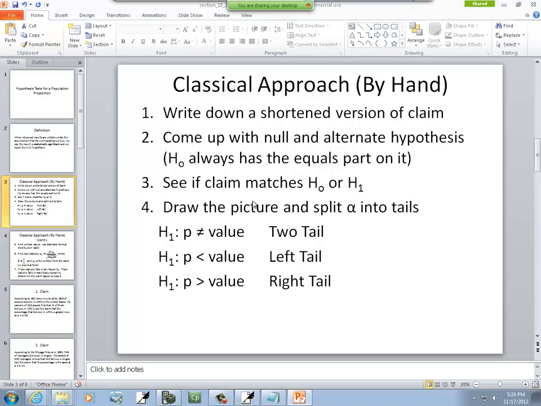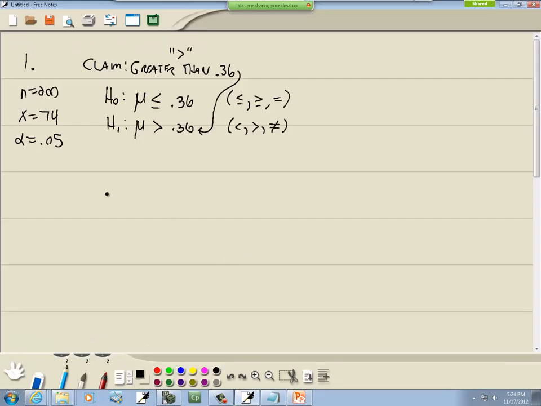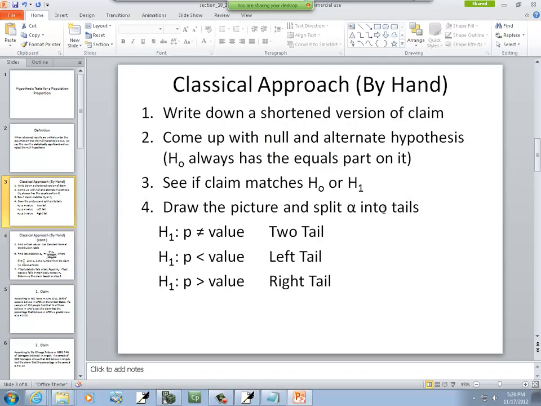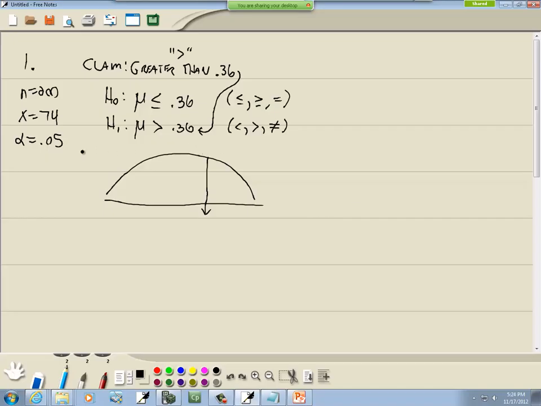Step 4, draw the picture. Greater than on H1 says we're going to have a right tail. It says split alpha into the tails. So alpha is 5%, so I'll put 5%. We only have one tail, so I'll put the entire 5% in the right tail. And if that's 5%, then we have 95% here, because it all adds up to 100%.